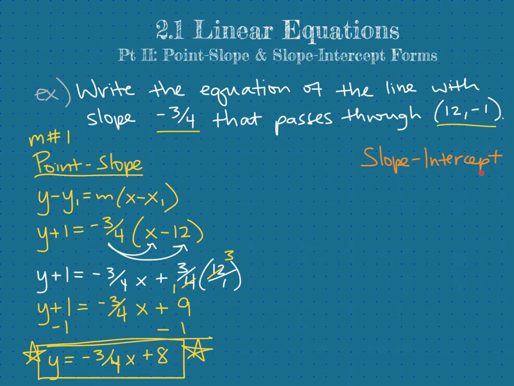Let's use slope-intercept form first. Let's do a different method. So this is going to be method number 2, using slope-intercept from the get-go. Slope-intercept form, remember, looks like this.